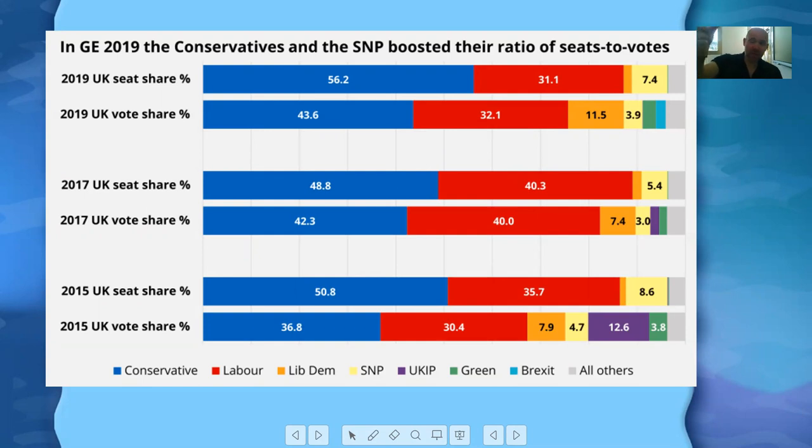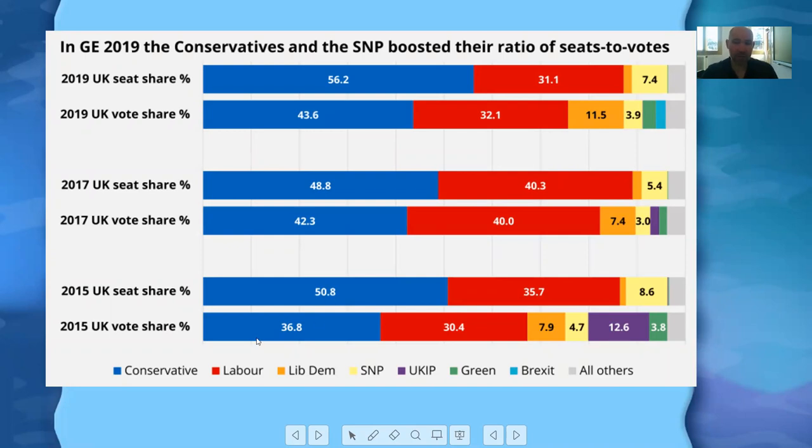But of course, I should probably make this point more often, the SNP go the other way. The SNP, because of the concentration of their vote, rather than it being spread out all over the place, go the other way. And they are boosted by it. But also, don't forget the Conservatives and Labour here. Look at this. I spend a lot of time moaning about the smaller parties here, but look at the big parties.